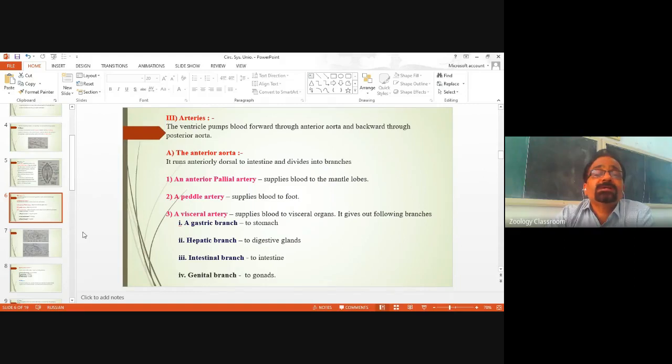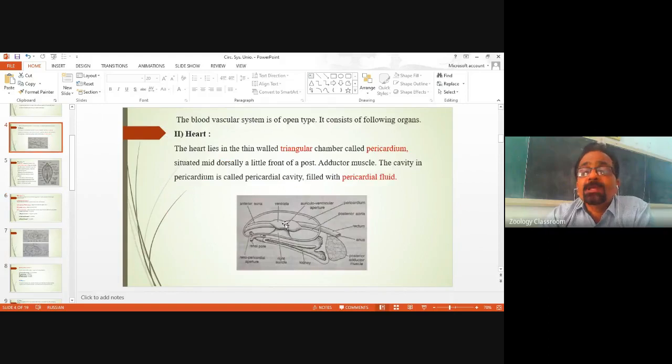Third is the part of the arteries. Now, one by one, we shall be discussing this, and I will be showing the location of these arteries in the diagram. The ventricle pumps the blood forward through the two main aortae, that is, forward by the anterior aorta and backward by the posterior aorta. So I will show you the locations here. See, this is the ventricle, this is the anterior aorta, this is the posterior aorta. One is running forward, one is running backward.